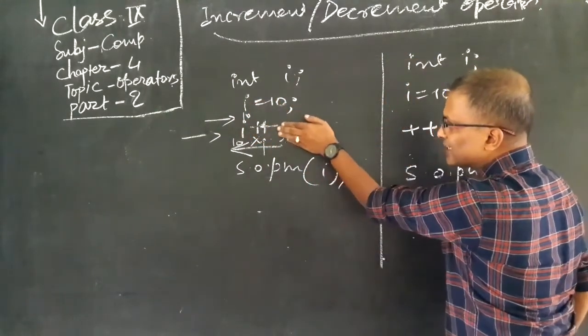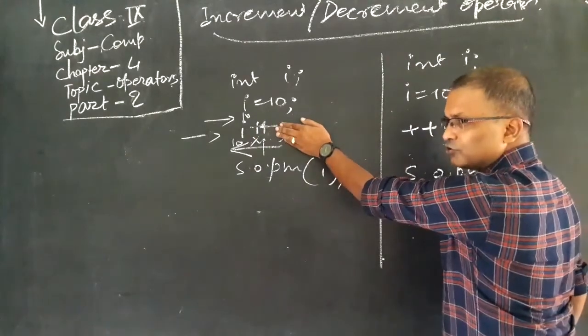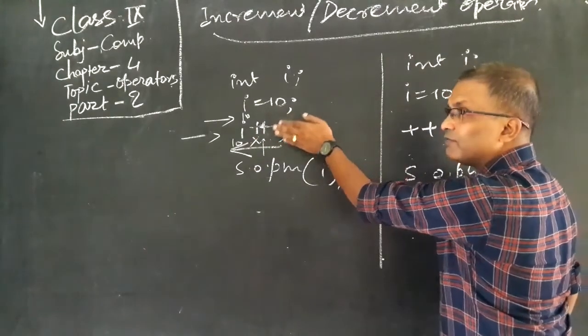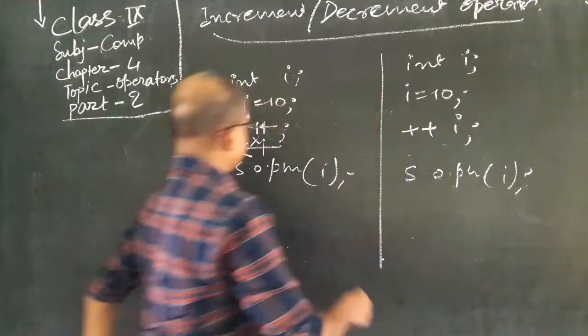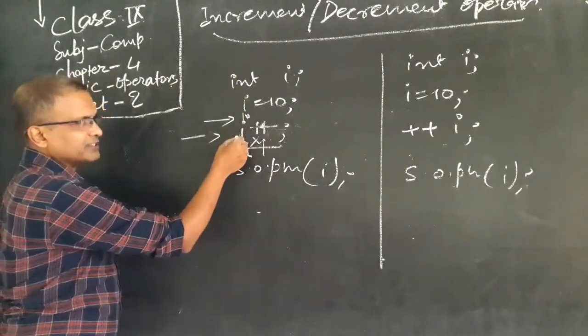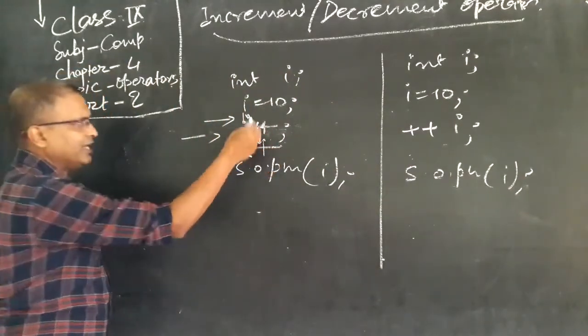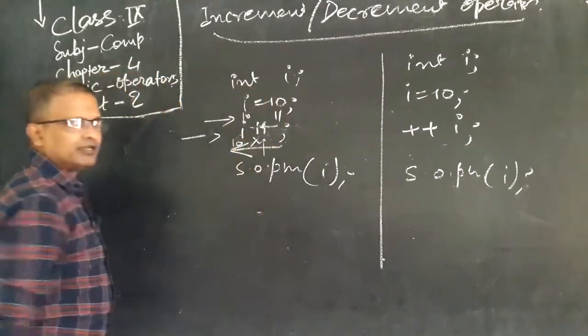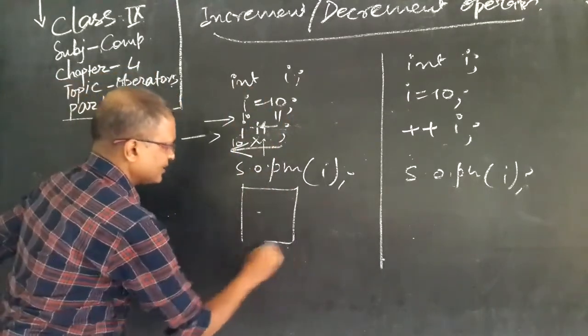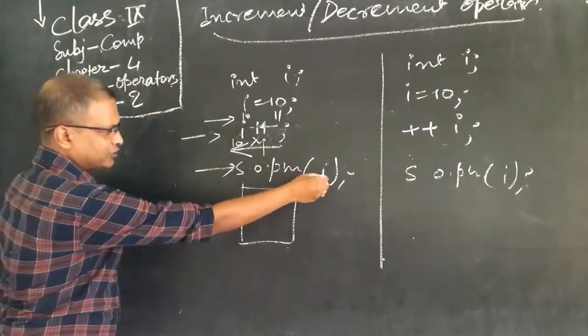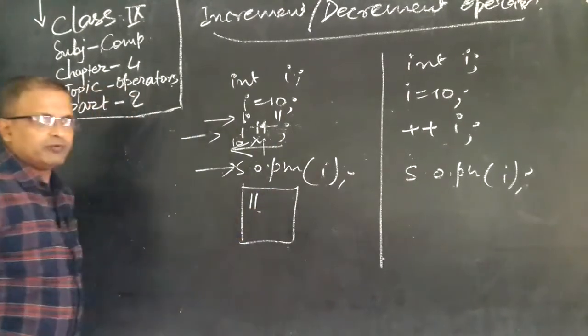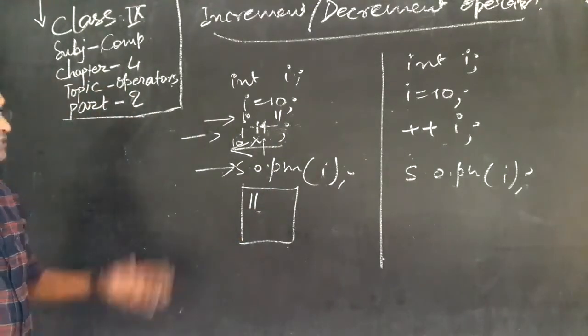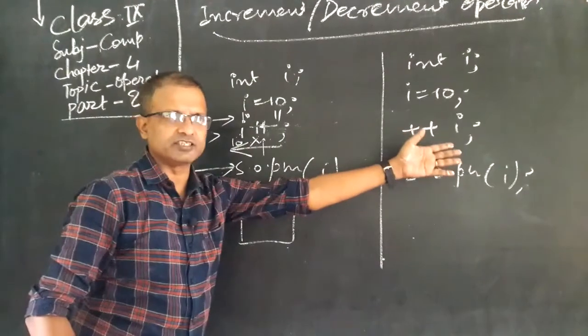Now it will move to the next operator. Here comes the same question: is there any variable before plus? Obviously here is i before plus. Now this operator will be executed and the value will be incremented to 11, and finally when this syntax is executed, the output will be 11. The same concept is to be applied in this case.